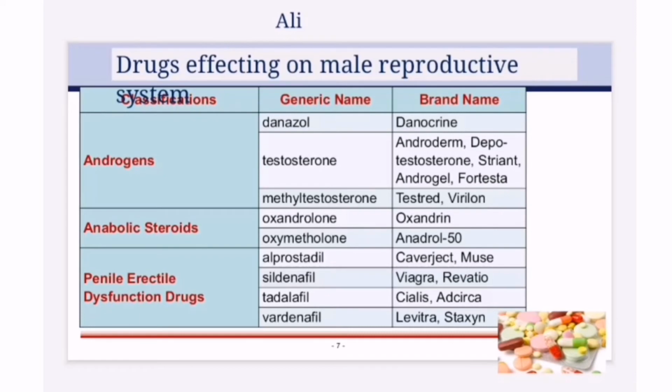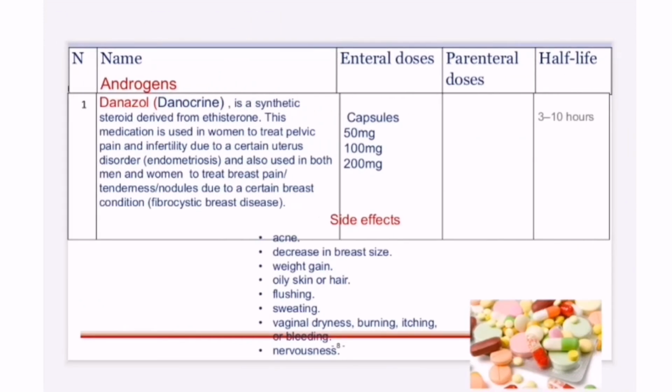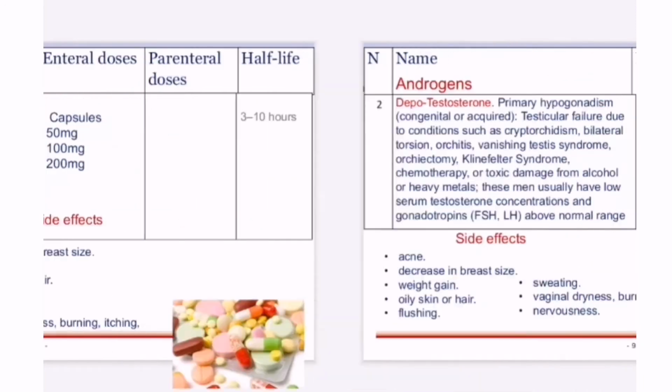Next is drugs affecting the male reproductive system. Classification is androgens, anabolic steroids, and penile erectile dysfunction drugs. Generic names and brand names we will discuss next. First is androgen, danazol. Internal dose is capsule 5 mg, 10 mg, 100 mg, 200 mg. Half-life is 3 to 10 hours. Side effects: acne, weight gain, oily skin or hair, flushing, sweating, nervousness, vaginal dryness, burning, itching, or bleeding.